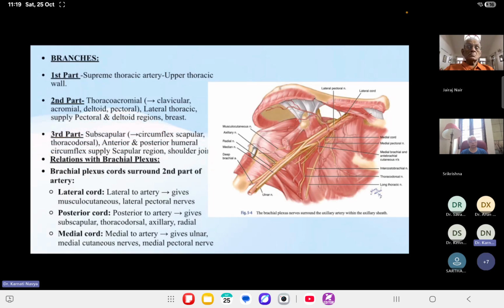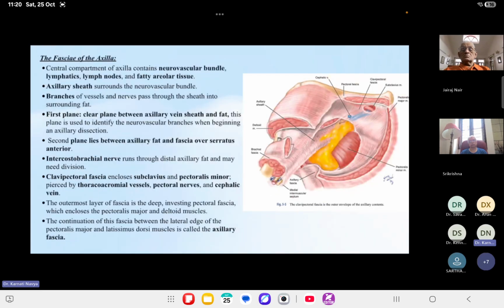Its relationship with the brachial plexus: the cords usually surround the second part of the artery. Lateral to the artery is the lateral cord, which gives the musculocutaneous and the lateral pectoral nerves. The posterior cord is posterior to the artery and gives rise to the subscapular, thoracodorsal, axillary, and radial branches. Whereas the medial cord is medial to the artery and gives rise to the ulnar, medial cutaneous nerves, and the medial pectoral nerve.